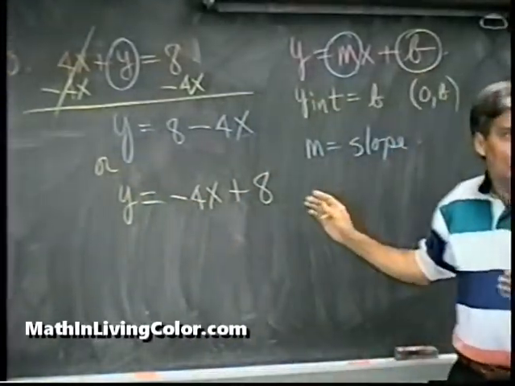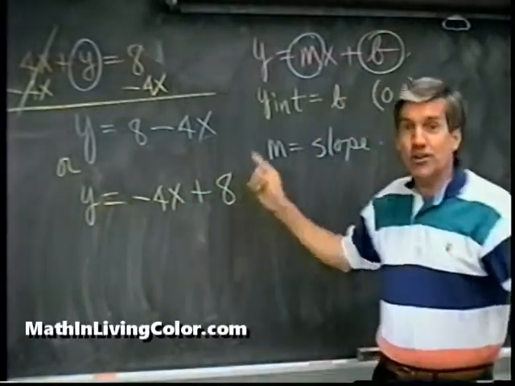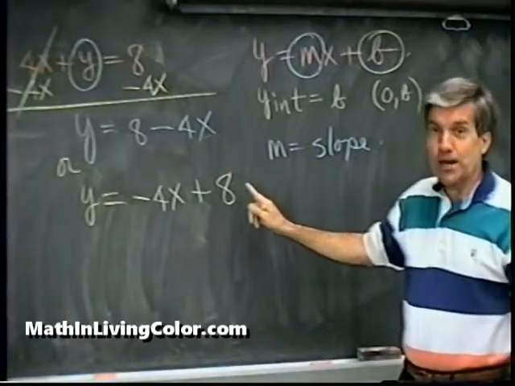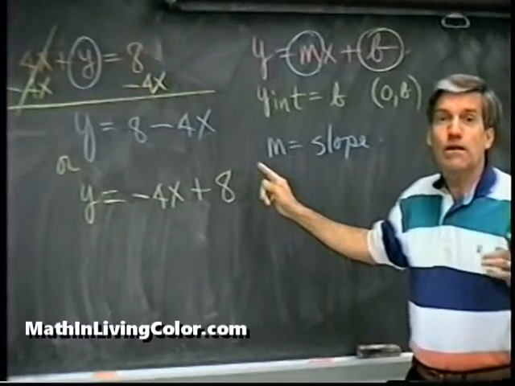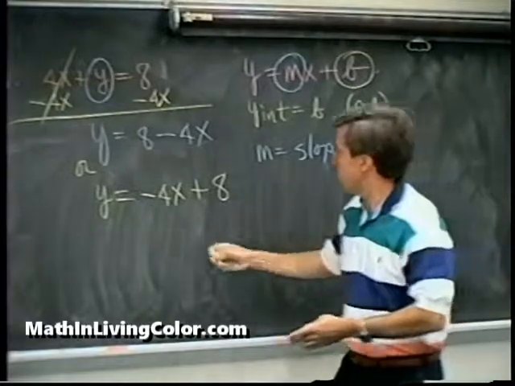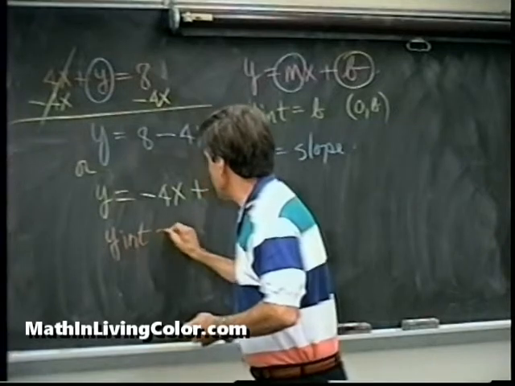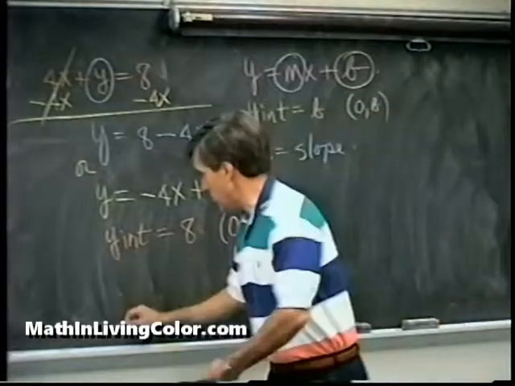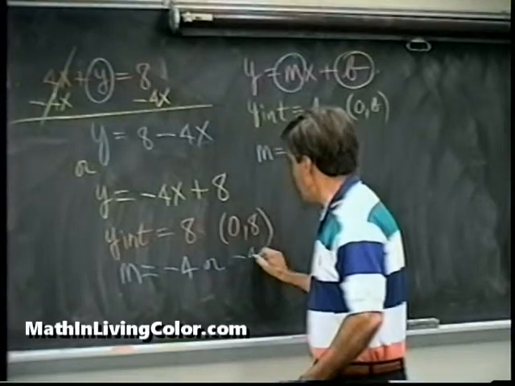Now, it is not until you write it in this form that you can identify what the slope is and what the y-intercept is. Now you can tell me what the y-intercept is. What's the y-intercept? 4x. No. The y-intercept is 8. And what's the slope? 4x. No, 4. Negative 4 over 1. Okay? So here, let me write that down. The y-intercept is the point 8, or (0, 8). And the slope is negative 4, or negative 4 over 1.